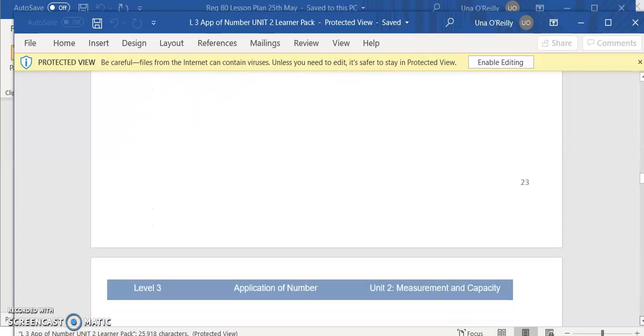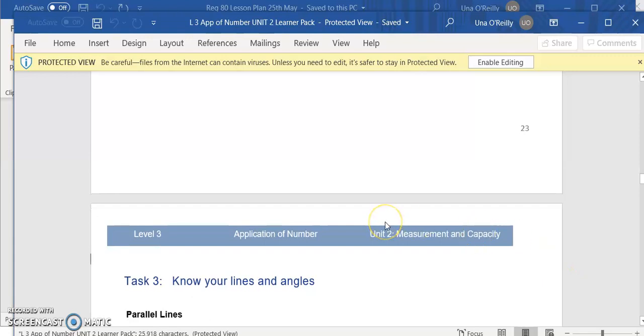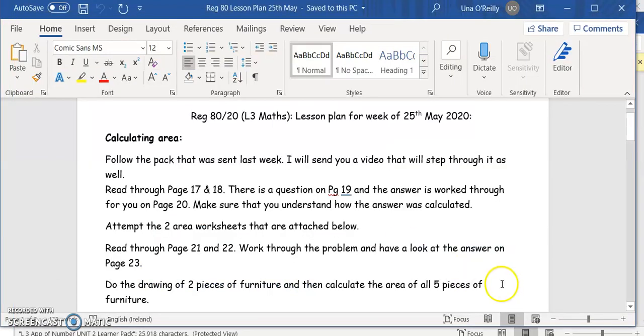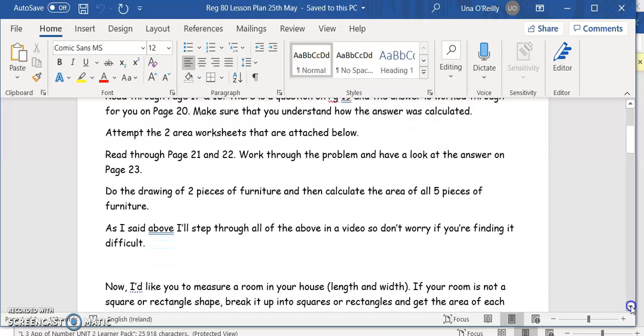I think that's all we need from this document at the moment. So do the drawing of 2 pieces of furniture and then calculate the area of all 5 pieces of furniture. So that won't be a problem to you.